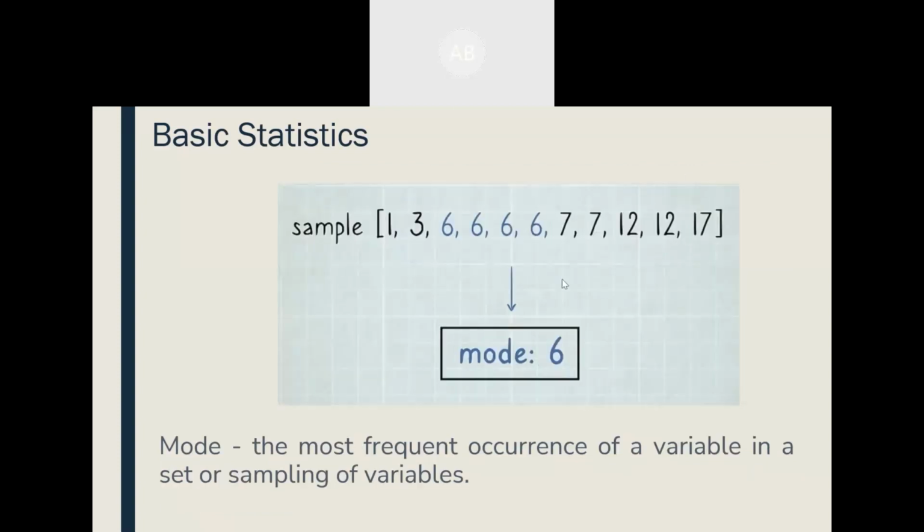Then another important basic statistic is known as the mode. What is the mode? It is the most frequent occurrence of a variable in the set or sample of variables. Here, as you see, you have some repeating numbers: 1, 3, 6, 6, 6, 6, then 7, 7, 12, 12, and 17. In this case, our mode is 6. Sometimes you have a unimodal distribution, in this case unimode. Sometimes you may have more than one mode.